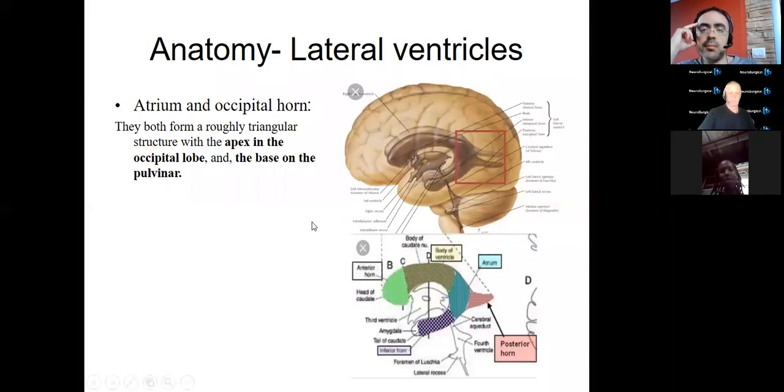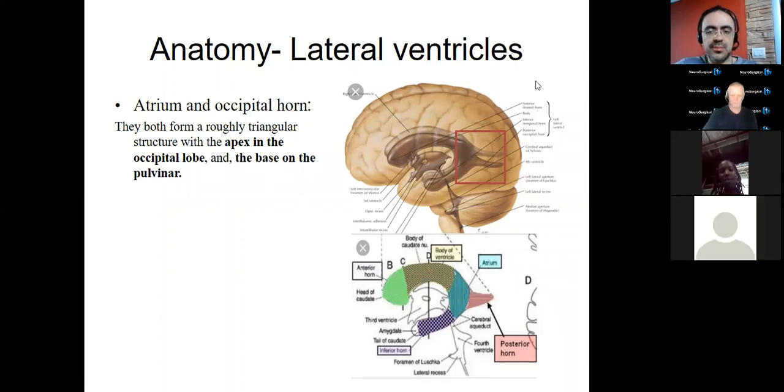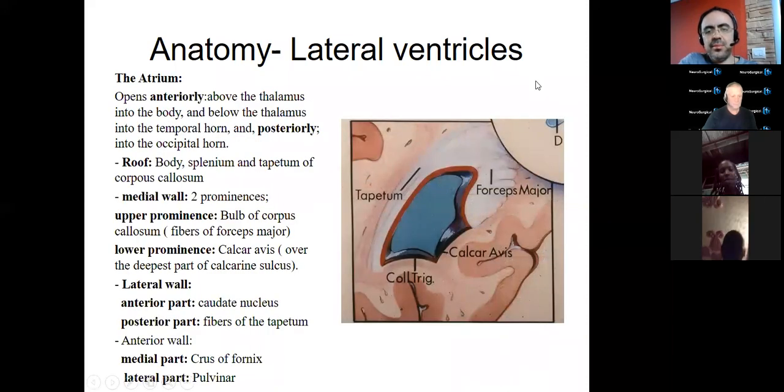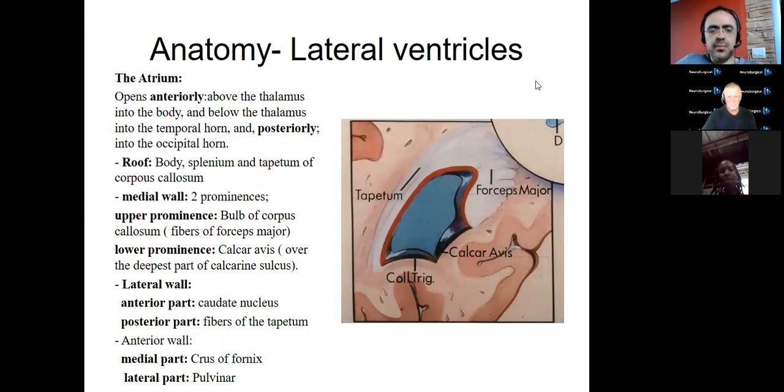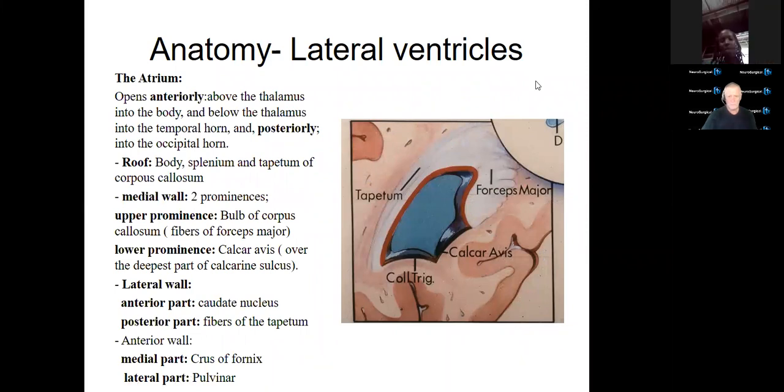Okay, so as we're talking about the atrium and the occipital horn, they form a roughly triangular structure with an apex in the occipital lobe and the base at the level of the pulvinar, the posterior part of the thalamus. The atrium opens anteriorly above the thalamus into the body, below the thalamus into the temporal horn, and posteriorly into the occipital horn. It has boundaries like each part of the lateral ventricles. The roof is covered by the body, the splenium and the tapetum of the corpus callosum, some of the fibers of the corpus callosum.